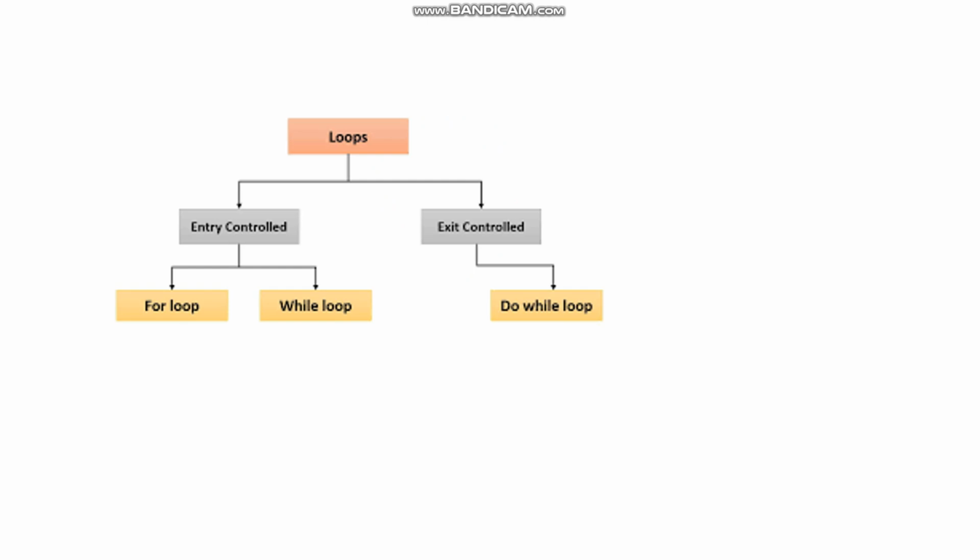Actually, the loops are divided into two categories: entry control and exit control. Entry control means we check the condition before entering the body. After execution of the complete body, if we check the condition at the end, it is called exit control. The exit control loop is the do while loop. The entry control loops are the for loop as well as the while loop.